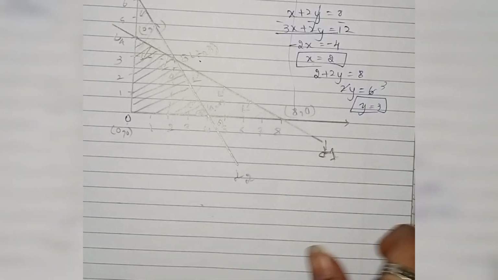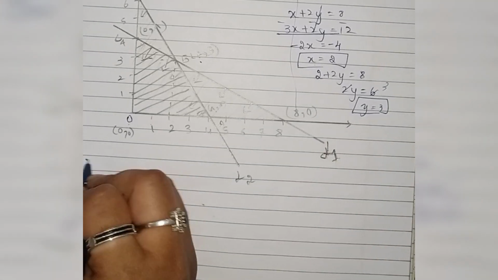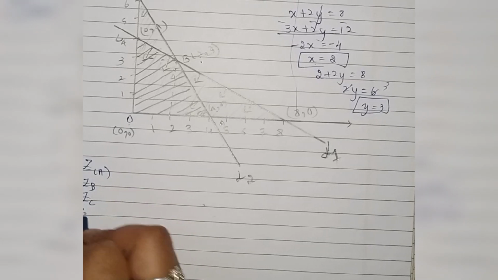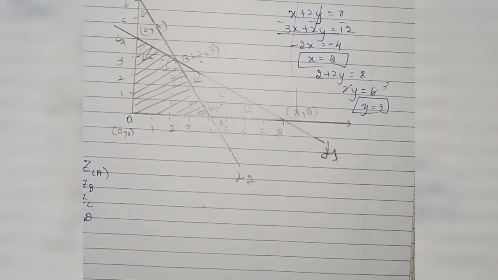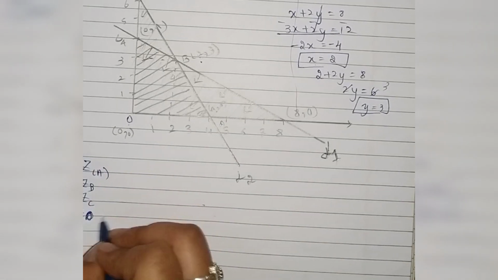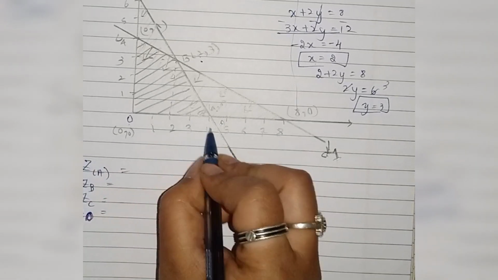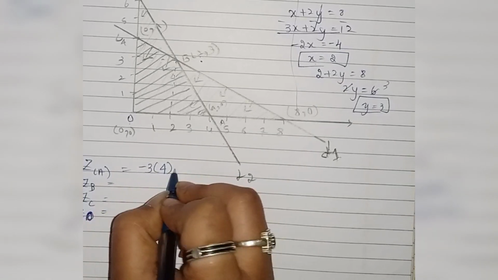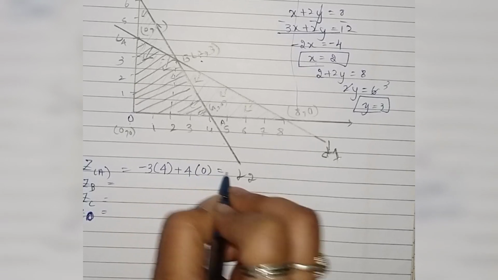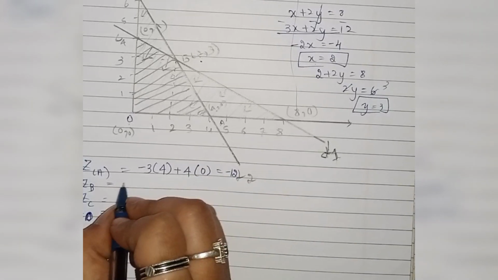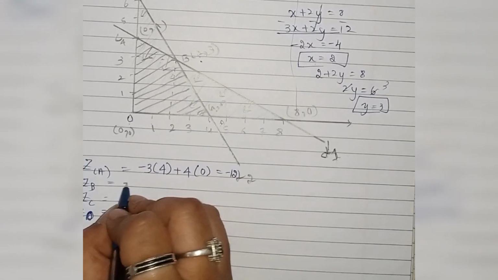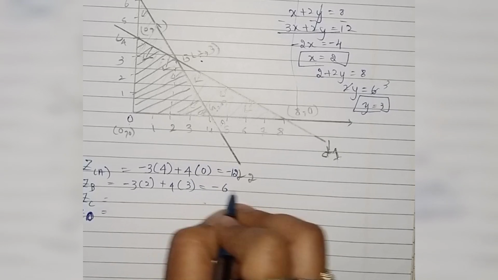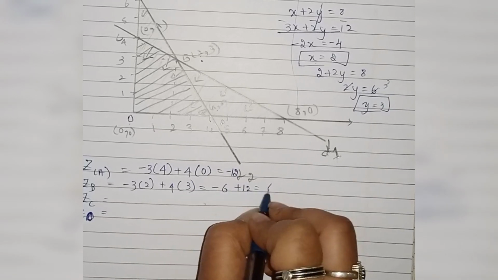So there are actually 4 points to find. So Z of O, Z of A, Z of B, Z of C. Now Z of A. A is 4, 0. So minus 3 into 4 plus 4 into 0, which is minus 12. Then at B, 2, 3: minus 3 into 2 plus 4 into 3, minus 6 plus 12, which is 6.